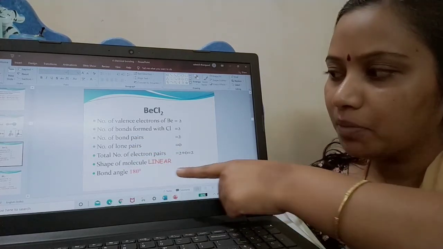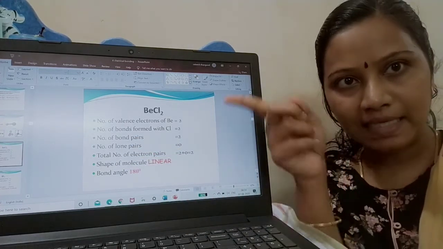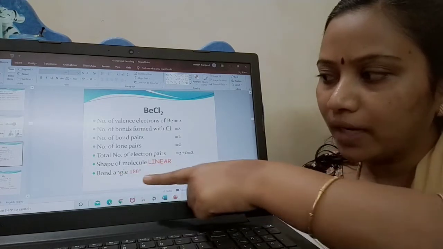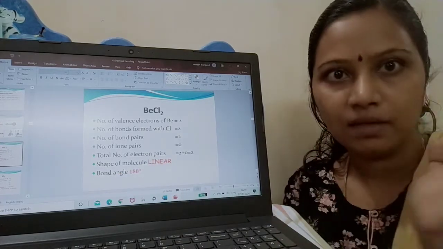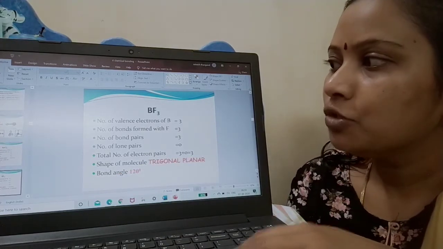When you look at the shape of the molecule, it is linear, and what is the bond angle? The bond angle is 180 degrees. Absolutely clear. Now moving to BF3.